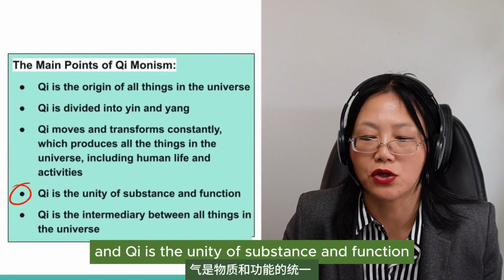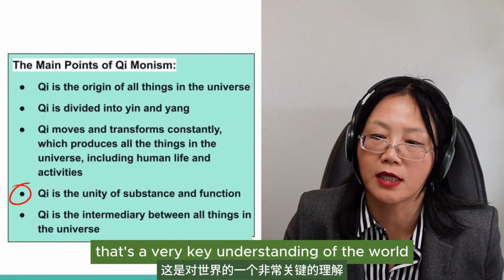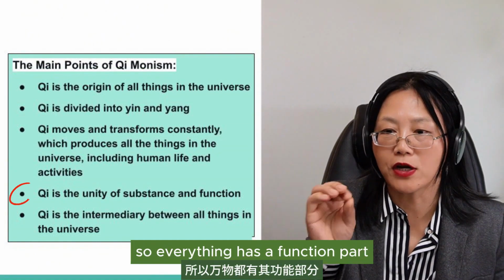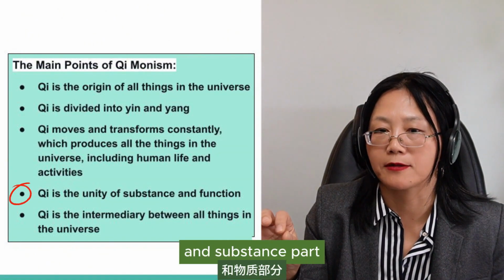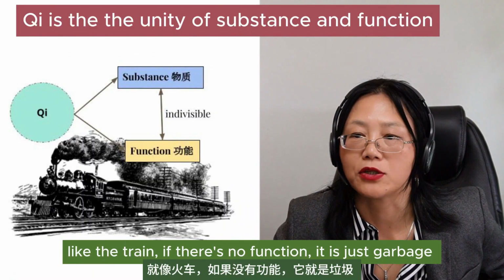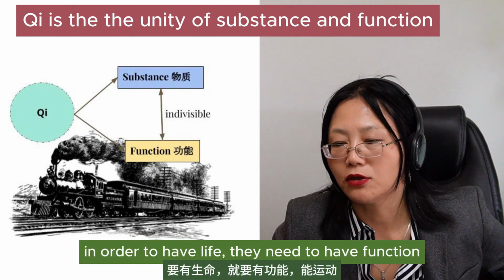And qi is the unity of substance and function. That's a very key understanding. Everything has a function part and a substance part. A train, if there's no function, is just garbage. It's just annihilation of steel. In order to have life, they need to have function. They can move, like the 脏腑 organs.